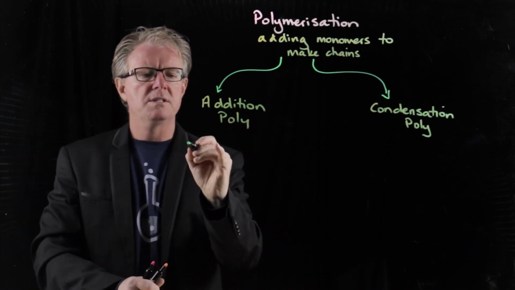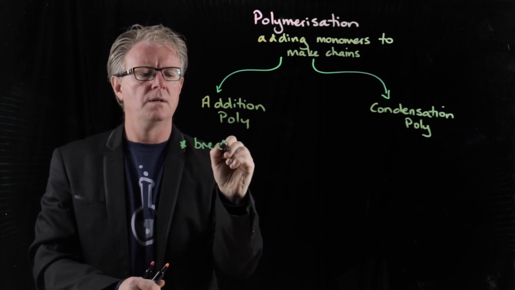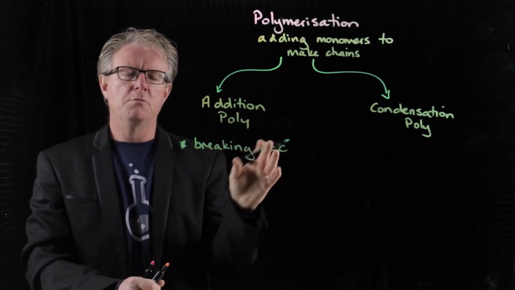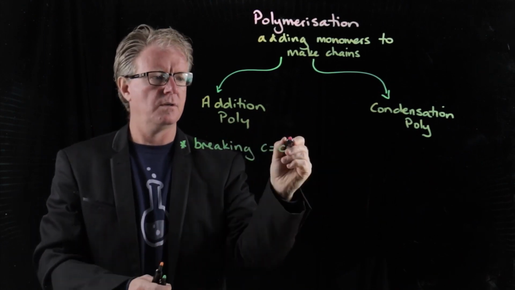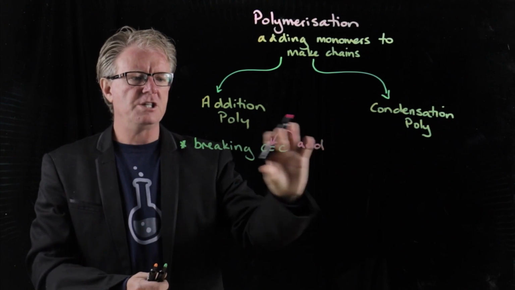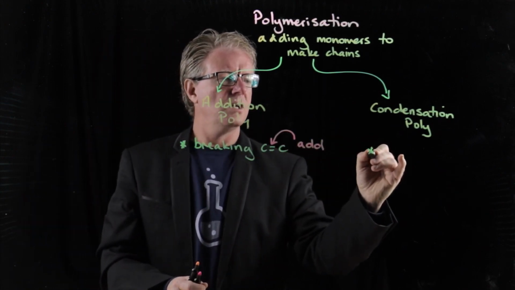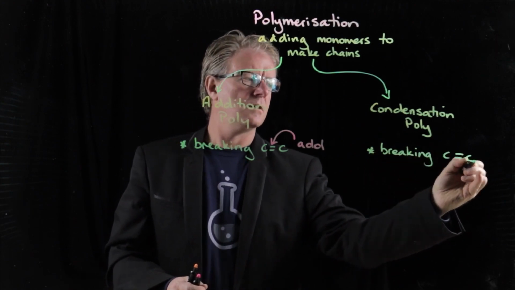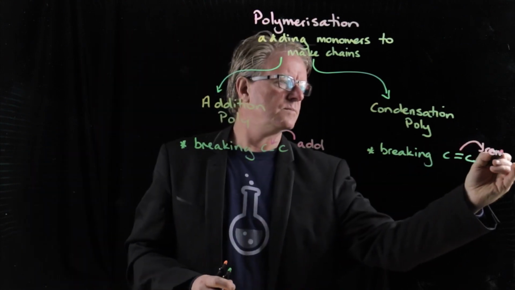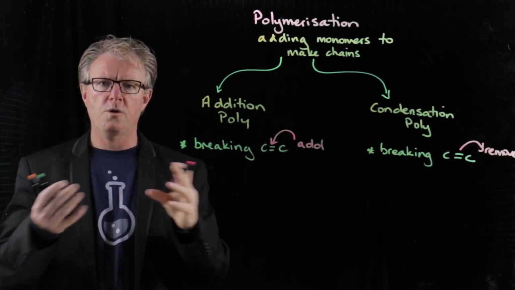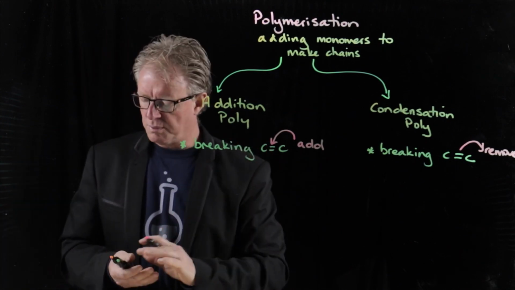Now with addition polymerization, the characteristic feature of this is that you're breaking a double bond. And when you break that double bond, you're adding something to it. That's the big difference. We're adding something to the double bond. That is the feature that you have to memorize with addition polymerization. With condensation, we're breaking a double bond. The feature here is you're actually removing a small molecule. We're removing a small molecule from the actual monomers to join them together. Okay? So let's have a look at polymerization here.